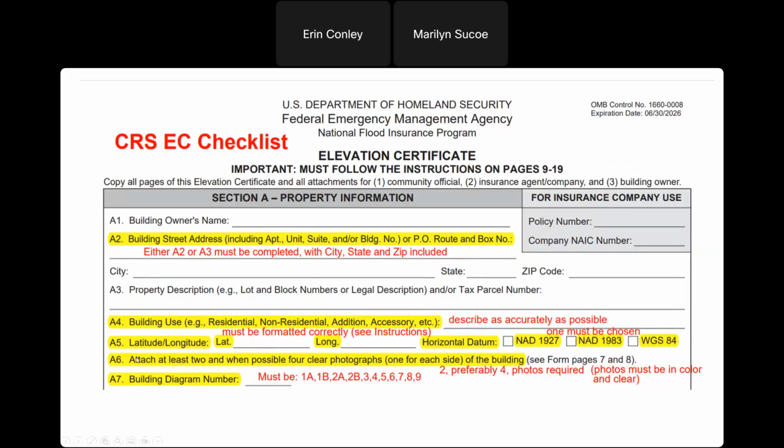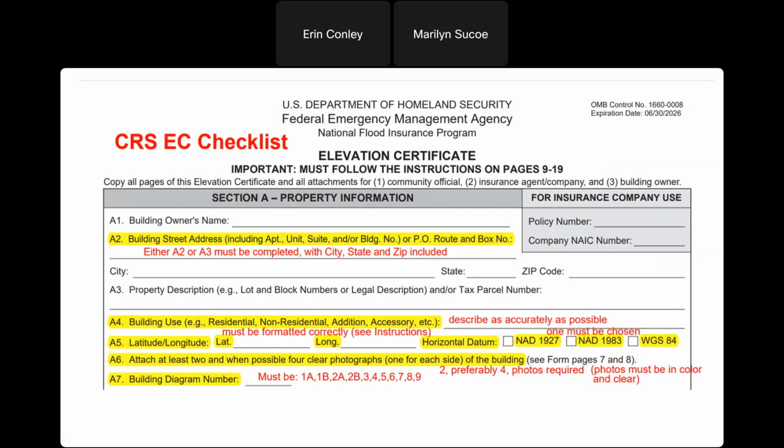So it talks here on A6, it explains that at least 2 pictures of the building are required, but when possible 4. And it's really important that there should be 4 photos, 1 of each side of the building, especially if flood openings are provided so that those can be clearly seen and counted and determined that they're within 1 foot of the adjacent grade.